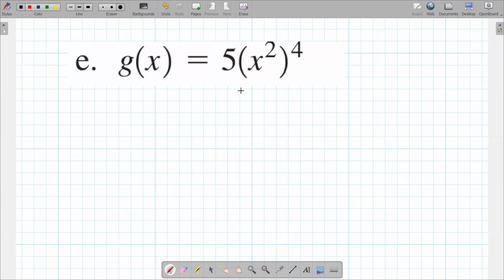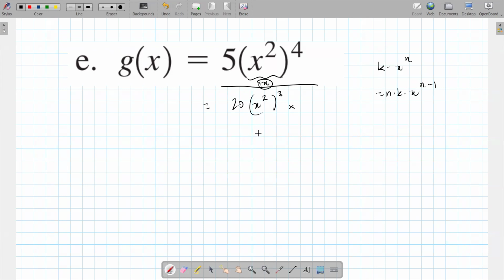So look at this. What's the derivative of this as is? You're just using this rule. Treat this as an x for now. What would be the derivative of this function? 20 times x squared to the power of 3. But now you need to multiply this with the derivative of the inner function, because the inner function is no longer an x.